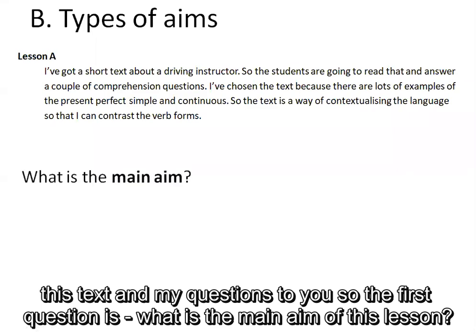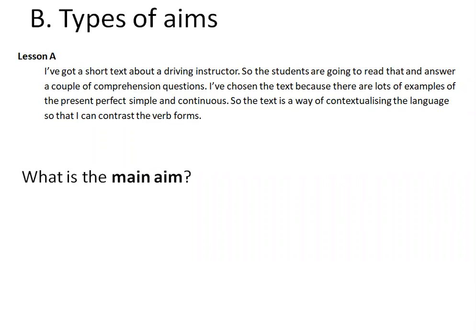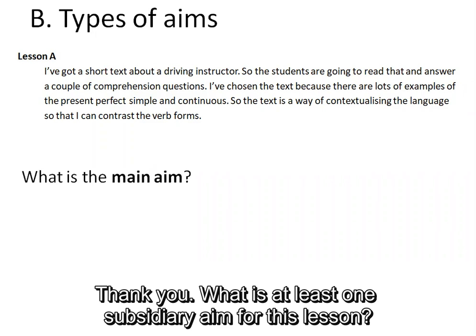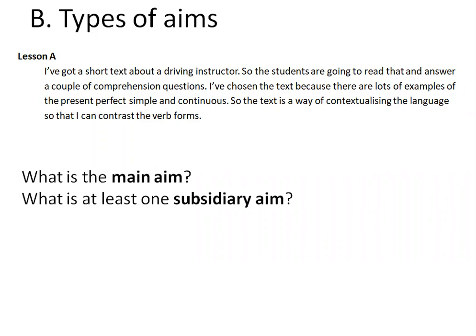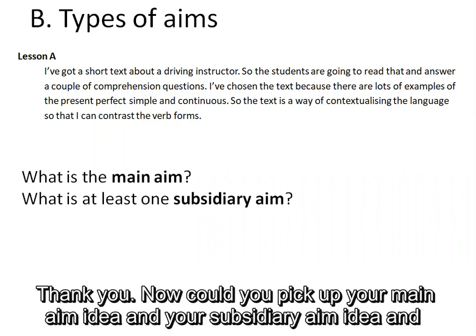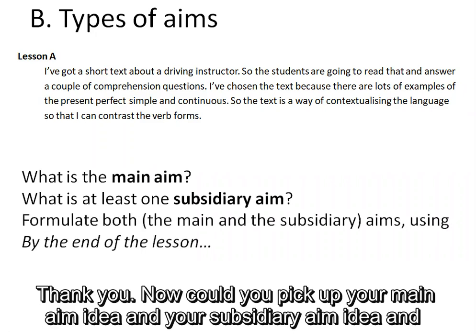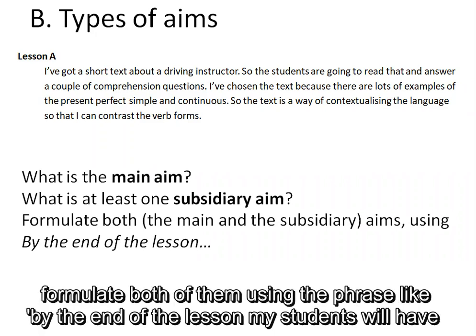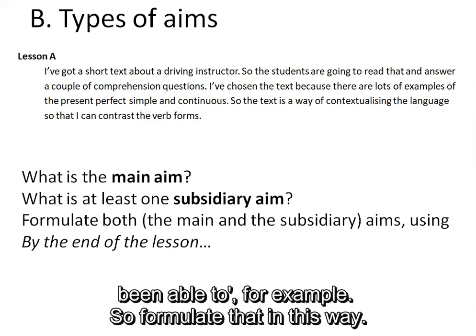So the first question is, what is the main aim of this lesson? What is at least one subsidiary aim for this lesson? Now could you pick up your main aim idea and your subsidiary aim idea and formulate both of them using a phrase like, by the end of the lesson, my students will have been able to, for example. Okay, so formulate that in this way.